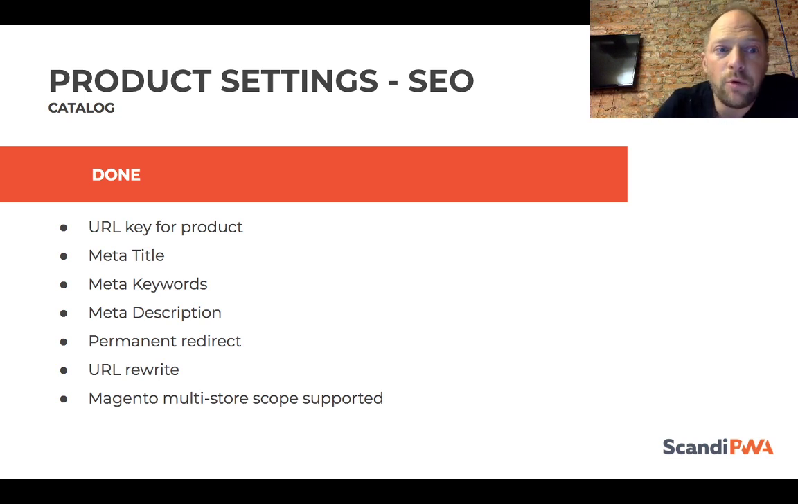SEO. Important, and all default Magento SEO features are supported. You can set URL key for product, meta title, keyword description, and permanent redirect. URL rewrites are supported, so if URL key will change, the old one will still work. And it might have different data, naturally, for different stores in Magento Multistore hierarchy.